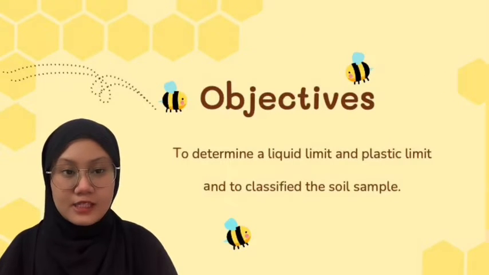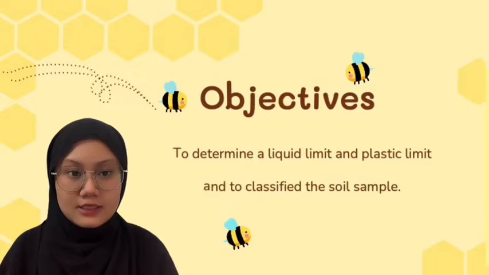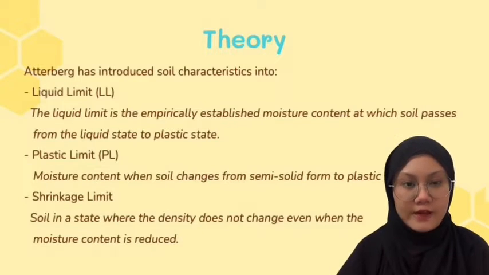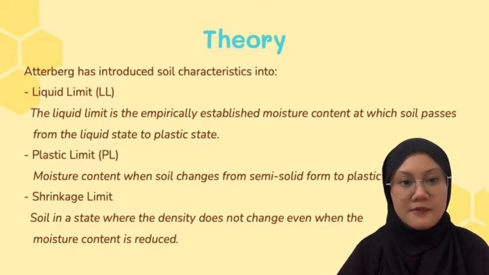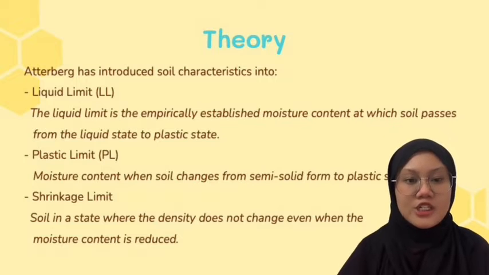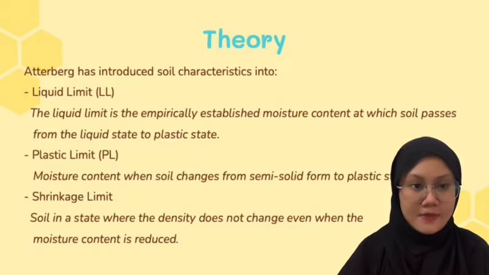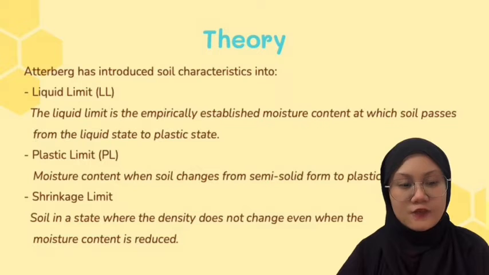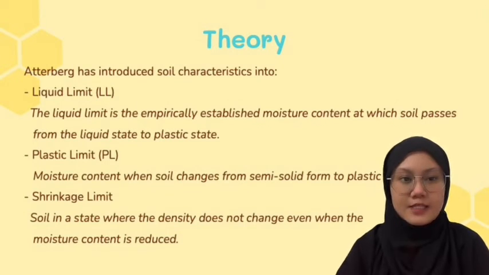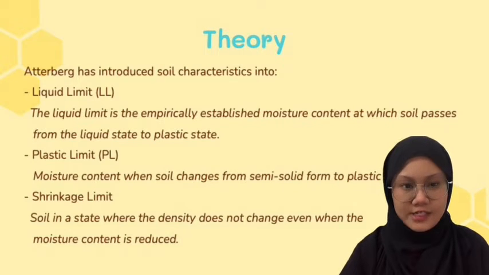Okay, so the objective of this test is to determine the liquid limit and plastic limit and to classify soil samples. Now I'm going to share with you some of the theory of Atterberg limits. Atterberg classified soil characteristics into three types. The first one is the liquid limit, known as LL. The liquid limit is the empirically established moisture content at which soil passes from the liquid state to a plastic state. Next is the plastic limit, known as PL, the moisture content when soil changes from a semi-solid to a plastic state. And last but not least, the shrinkage limit, the state where the density doesn't change even when the moisture content is reduced.